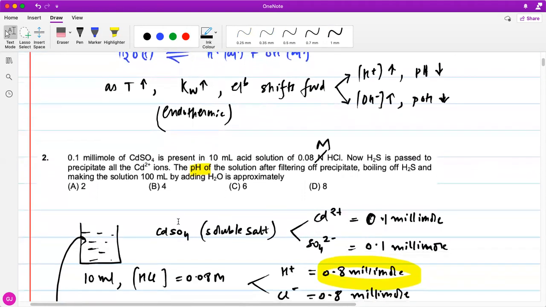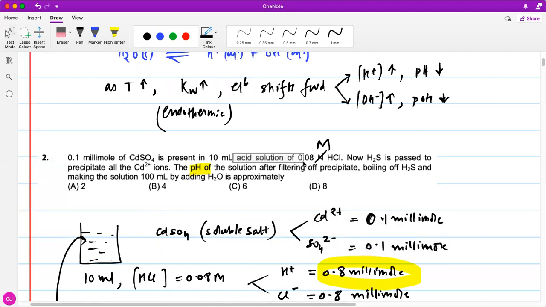So cadmium sulfate, as you can see, neither Ksp is given nor being asked. So we'll take it to be a soluble salt, and as a consequence, I can comment upon how many cadmium ions and sulfate ions are there. Now, why have I done that? Because you can see later in the question, cadmium ions are featuring. So that is the given information.